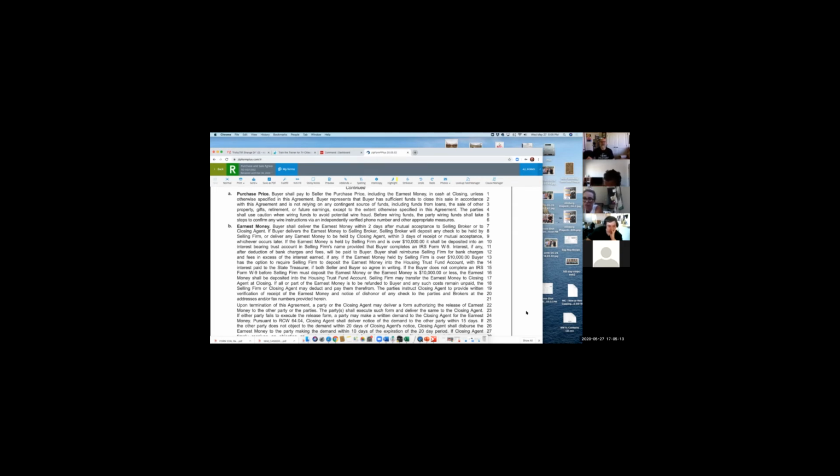And so that's huge. The parties shall use caution when wiring funds to avoid potential wire fraud. Before wiring funds, the party wiring funds shall take steps to confirm any wire instructions via an independently verified phone number and other appropriate measures. Puts the buyer on notice right there, okay?